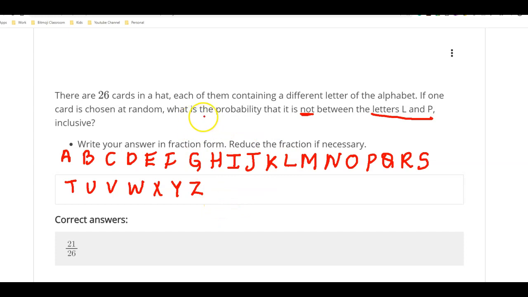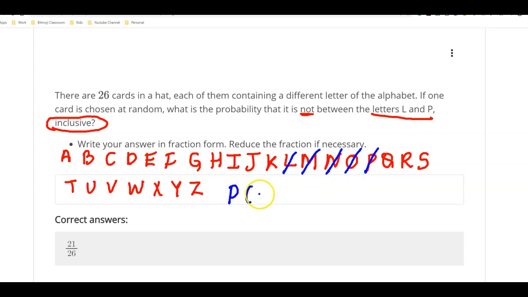Now I'm trying to see what is the probability that it is not between letters L and P. Inclusive means I should not have the letter L all the way to P. So let me strike those down. I cannot have L, I cannot have M, N, O, P. And the rest of the letters I can. So out of 26 letters, if I'm striking 1, 2, 3, 4, 5, how many do I have? I have 21 left, correct? So let me find the probability.